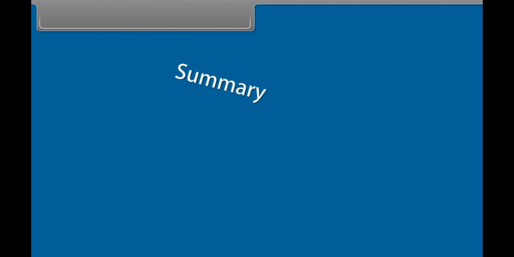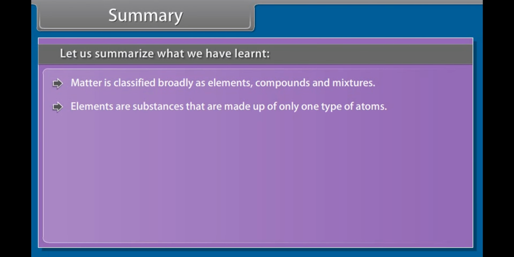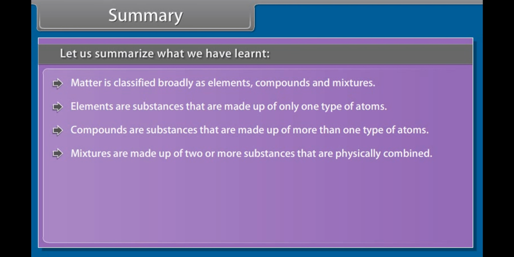Summary: let us summarize what we have learned. Matter is classified broadly as elements, compounds, and mixtures. Elements are substances that are made up of only one type of atoms. Compounds are substances that are made up of more than one type of atoms. Mixtures are made up of two or more substances that are physically combined.